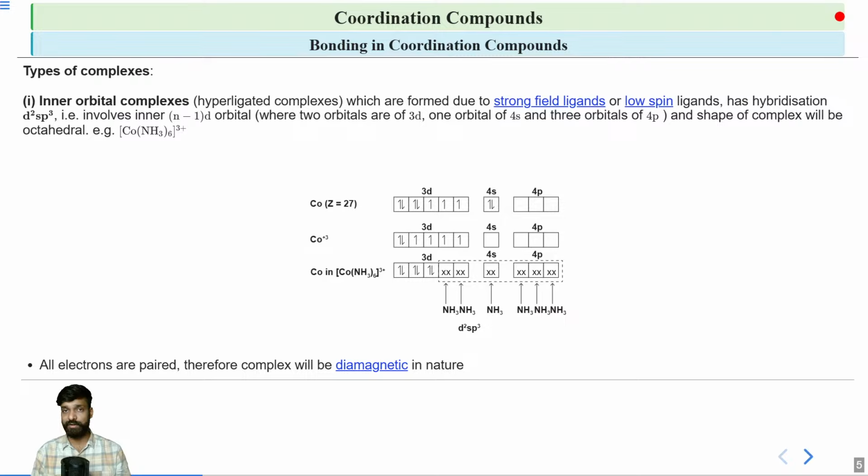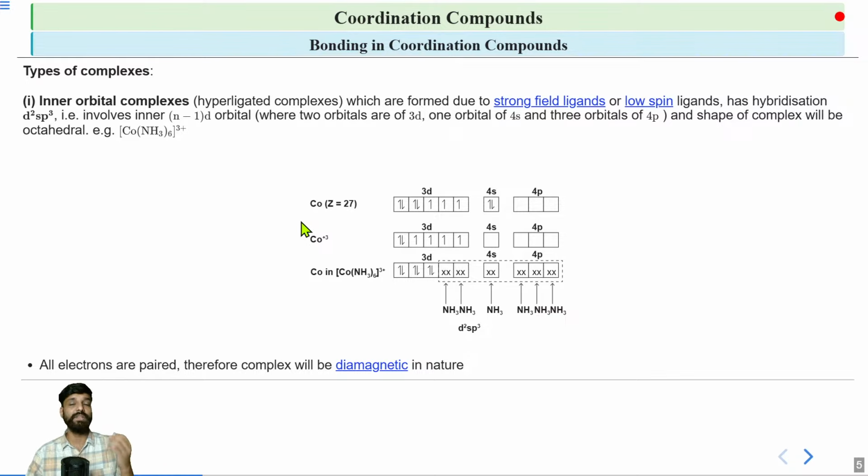Now this has already been taught to you in your d and f block elements, where we saw that if all the electrons are paired up and no unpaired electron is left in the orbitals, then we say that the given complex is diamagnetic in nature. Here, anyone has a doubt in this part, you can ask it here.